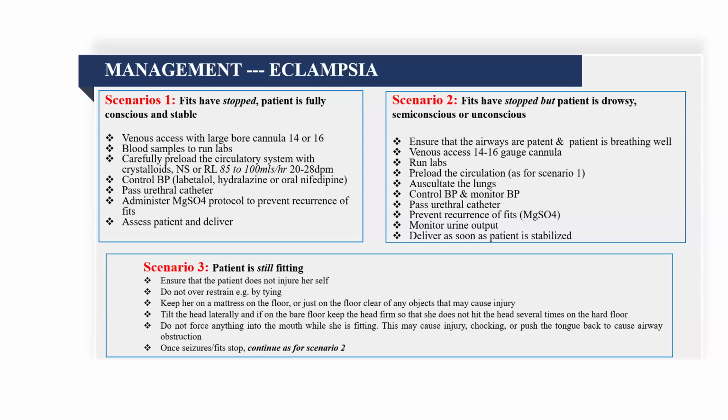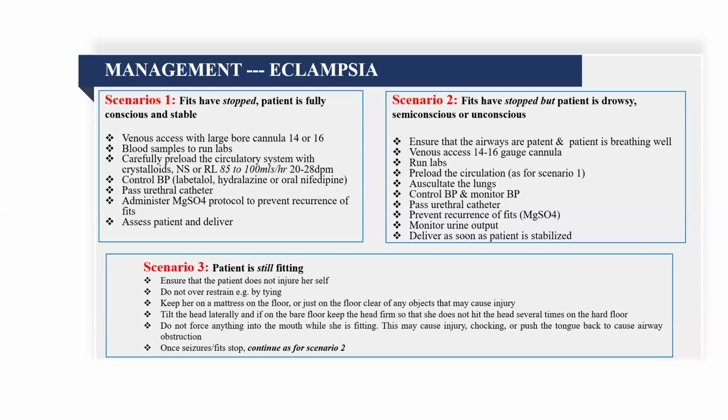Scenario 2, fits have stopped, but the patient is still not out of the woods yet. So you ensure that the airways are patent and protected, and that the patient is breathing well. Venous access, run your labs, preload the circulation as for scenario 1, auscultate the lungs to be sure that there is no aspiration, control the BP, monitor the BP, pass a catheter, prevent recurrence of fits with magnesium sulfate, monitor urine output, and deliver as soon as the patient is stabilized.